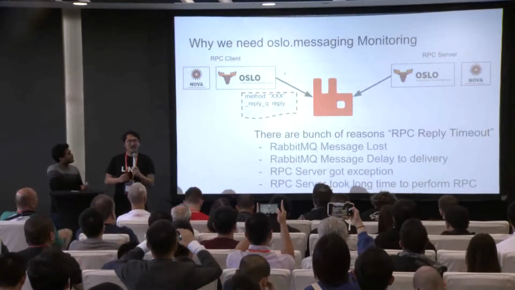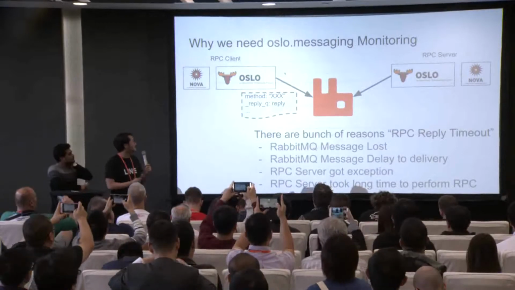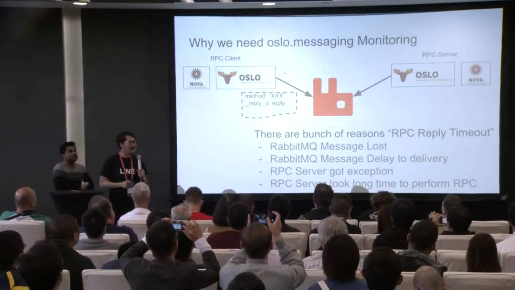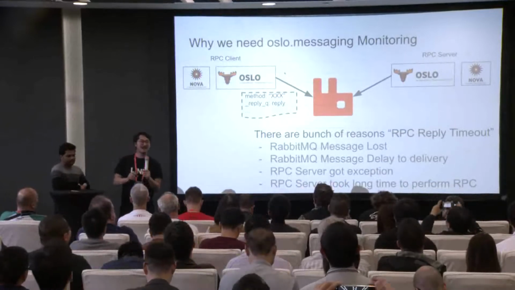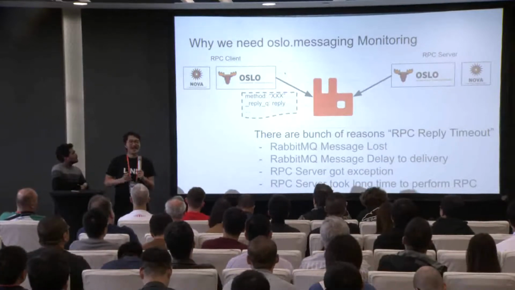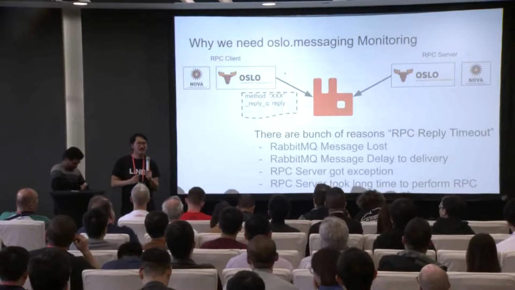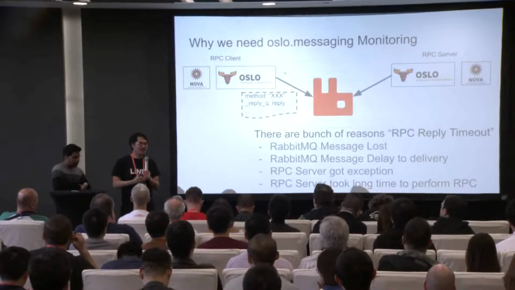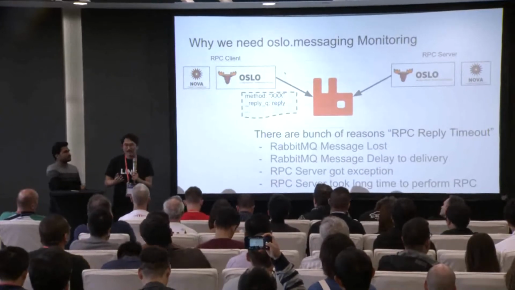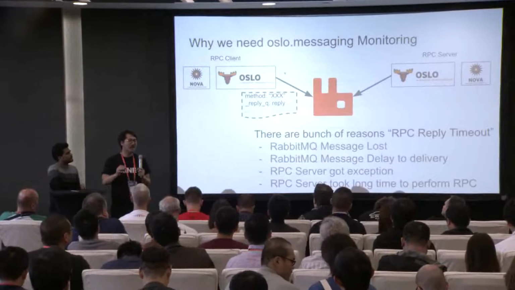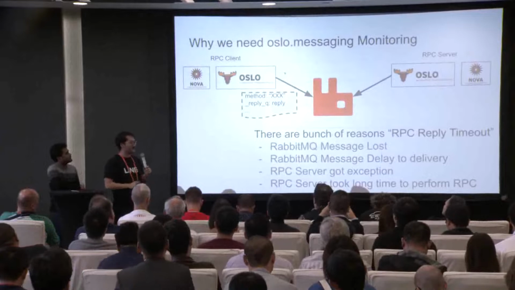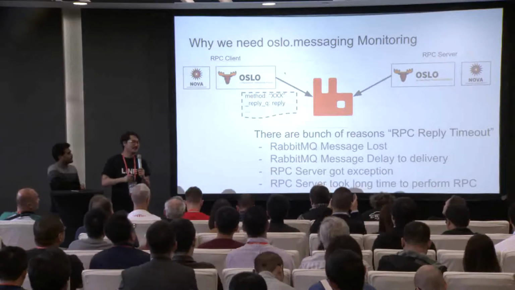Let me explain more of the background of this Oslo messaging library monitoring. Why do we need to monitor the Oslo messaging library? Probably everyone here has experienced an RPC reply timeout. Initially, every time we got an RPC reply timeout, we thought, oh, probably this is because of the scale, or because of a RabbitMQ bottleneck or something. We just pushed all of the fault onto RabbitMQ. But behind this RPC reply timeout, there are still several reasons.